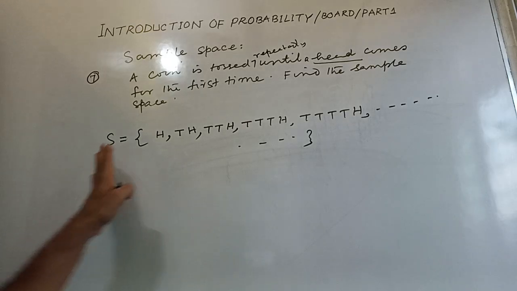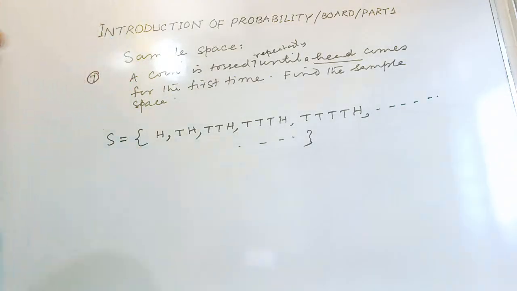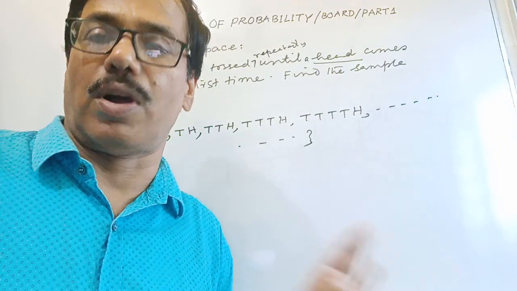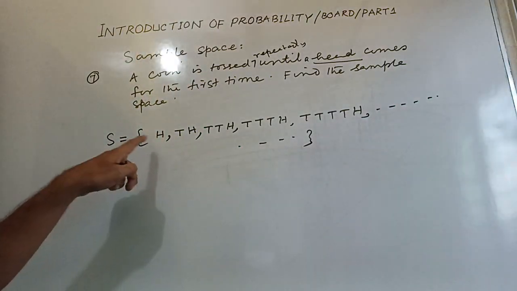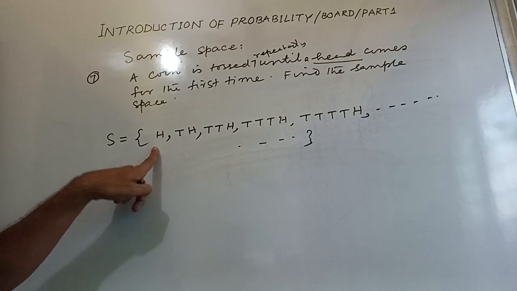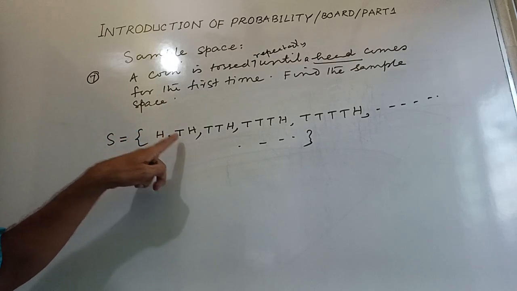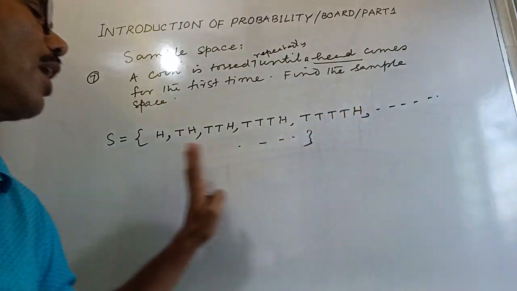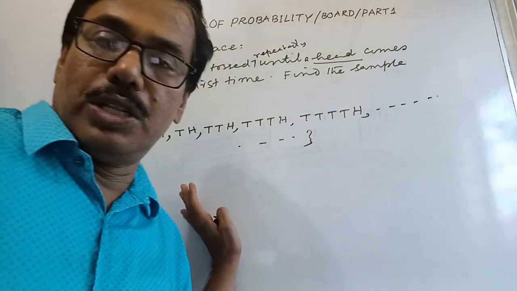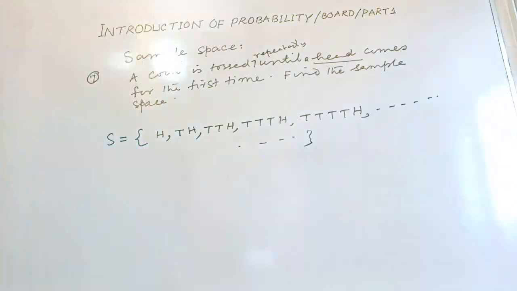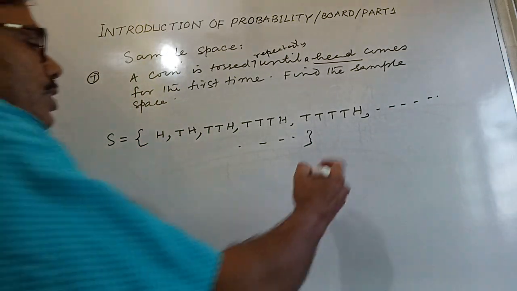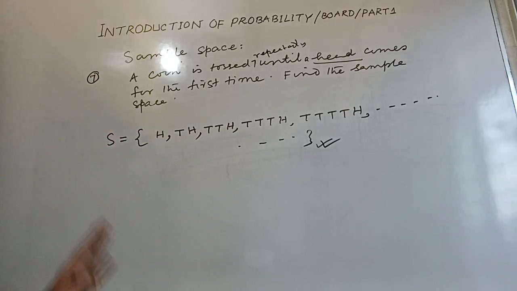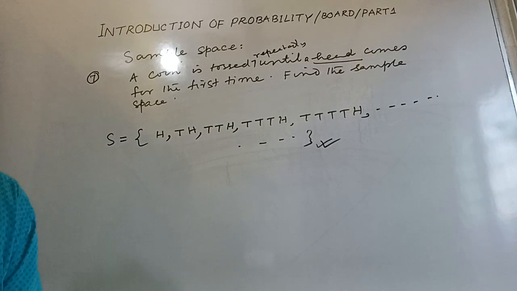So this is an exceptional example. Here the sample space is not finite. Look, head, then stop. If it is not head, first time tail, then head, TH, TTH, TTTH, and so on. So the process will continue. This is an example of a sample space whose sample points are not finite.